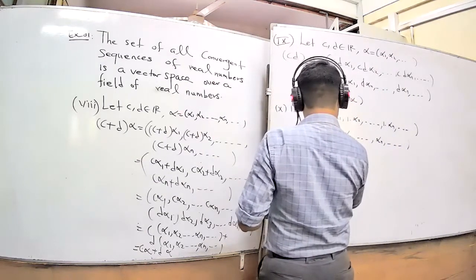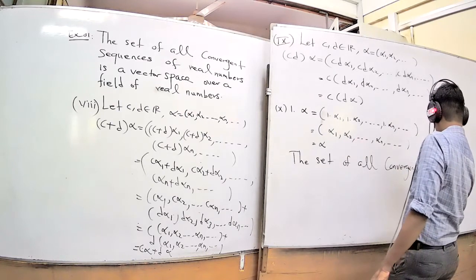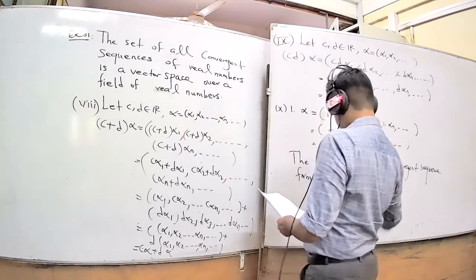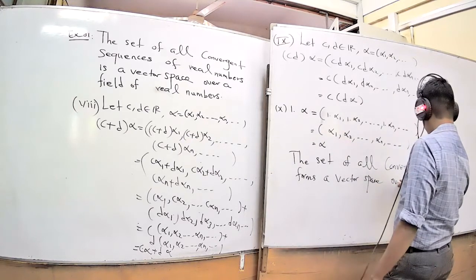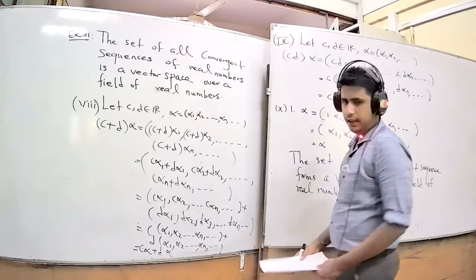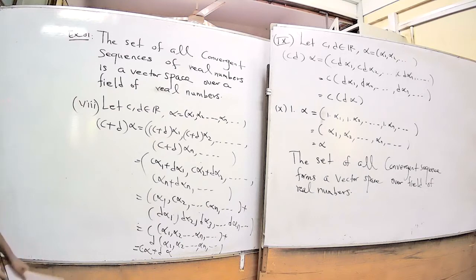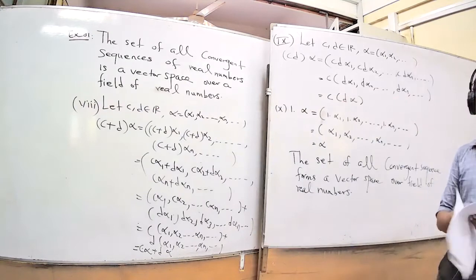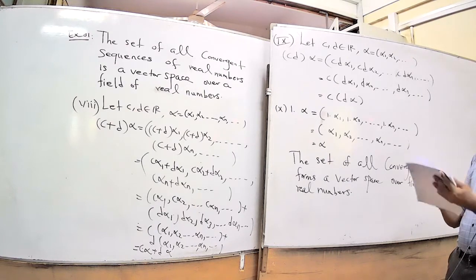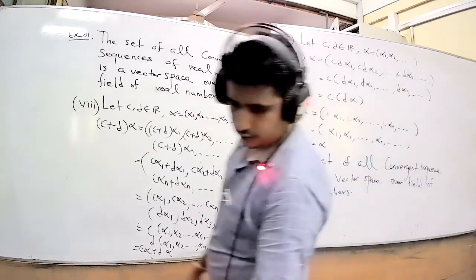The set of all convergent sequences form a vector space over the field of real numbers. Okay, next question.